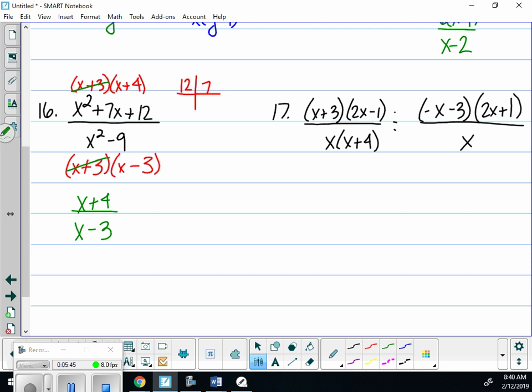Now, the directions on 16, 17, 18, and 19 say to state the restrictions on the variable. So if we look at our factored form of the denominator, x plus 3 means that x can't equal negative 3. X minus 3 means that x can't equal 3. 17 is actually already factored for you. But if it wasn't factored, that's where you'd want to start.